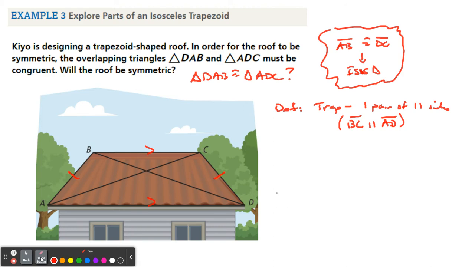All right, so how are we going to see if triangle DAB is congruent to triangle ADC? Well, we're going to do a little mini proof. First, we are given that segment AB is congruent to segment DC. That was given to us. So we have a pair of sides. Now this is where the math teacher is going to step in.